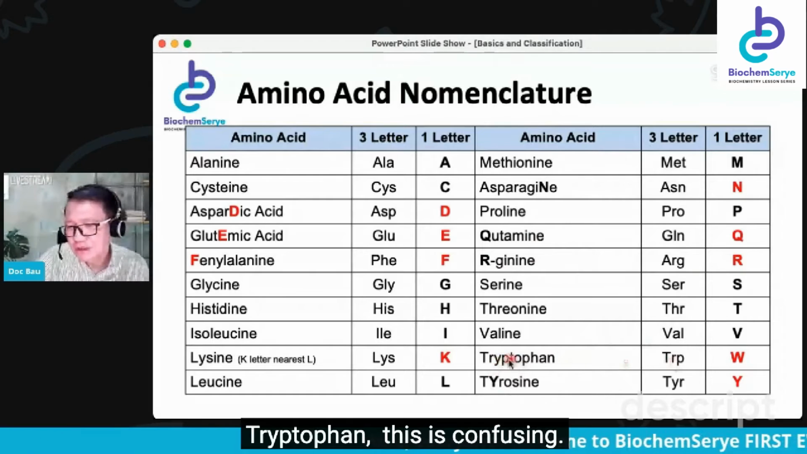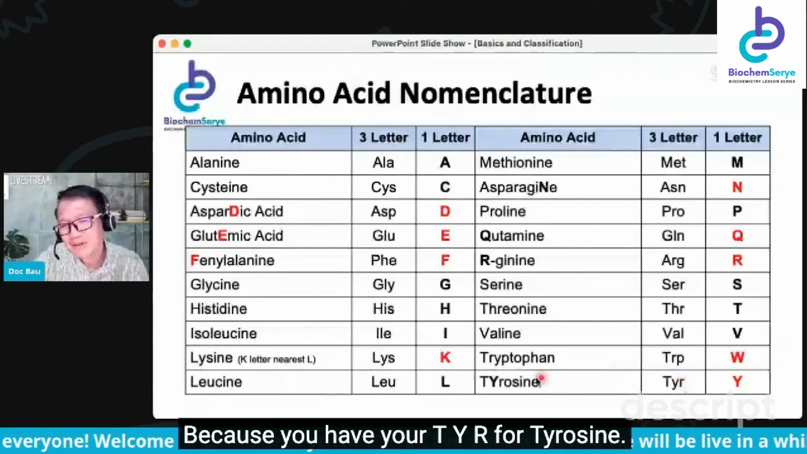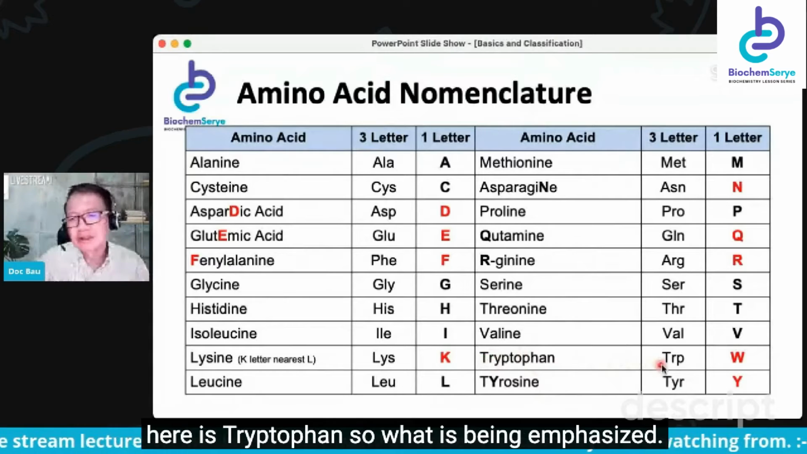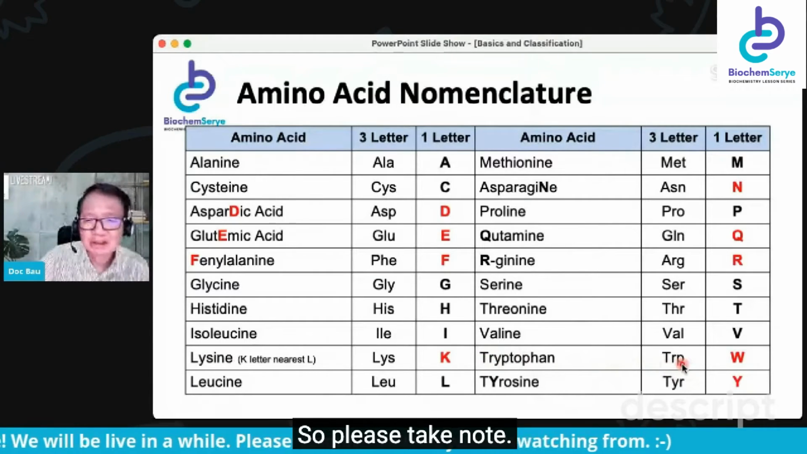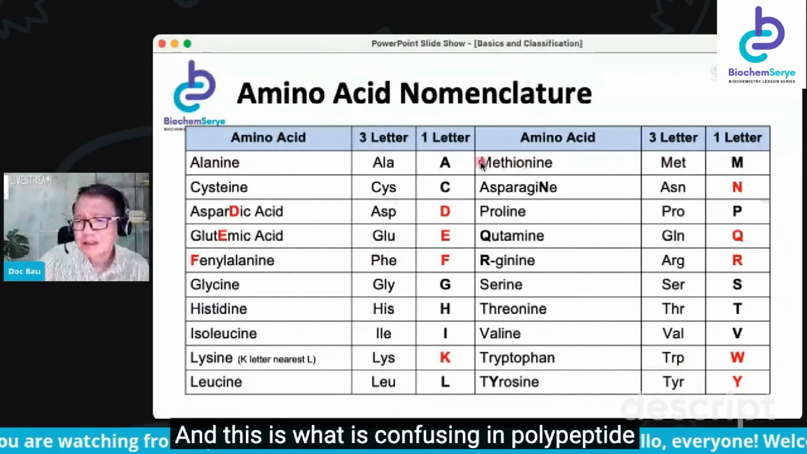Tryptophan, this is confusing. They did not use TRY because you have your TYR for tyrosine. It might be confusing if you have tons and tons of amino acids. So here is tryptophan. So what is being emphasized? So please take note, don't misinterpret or interchange the third letter. And this is what is confusing.